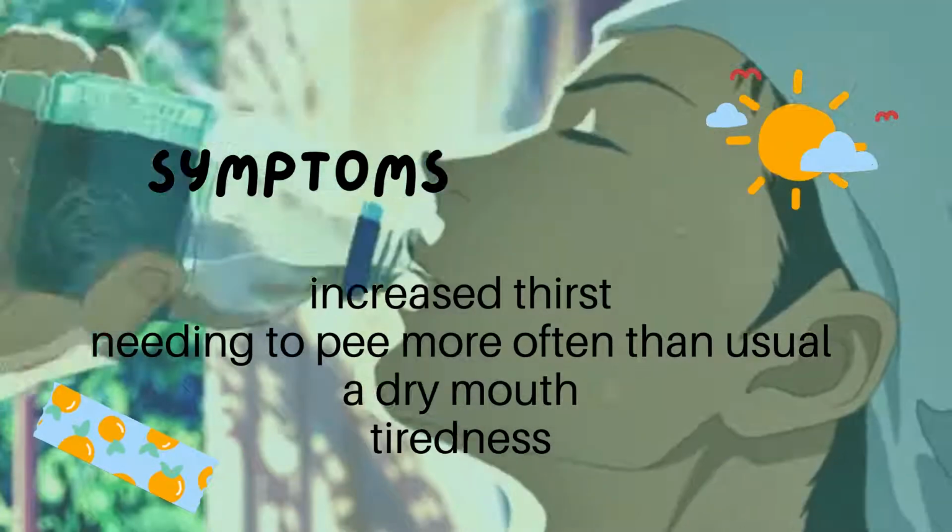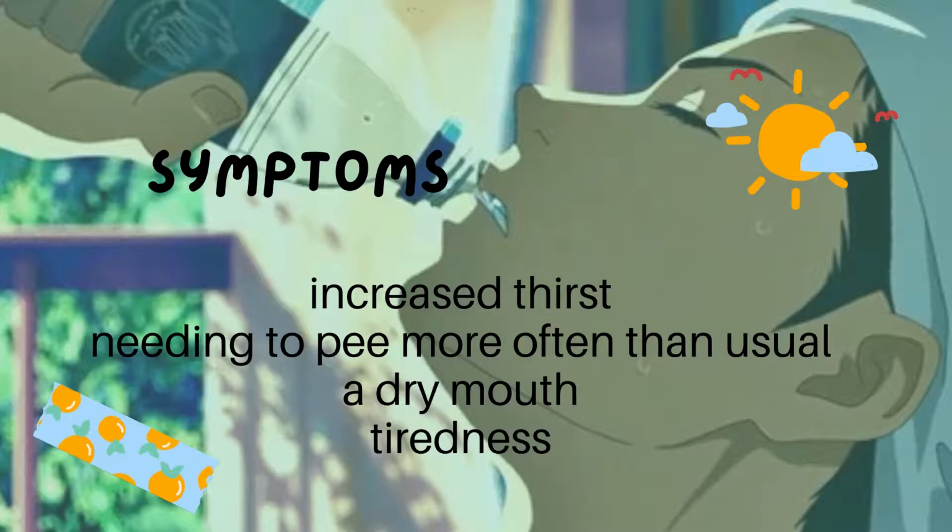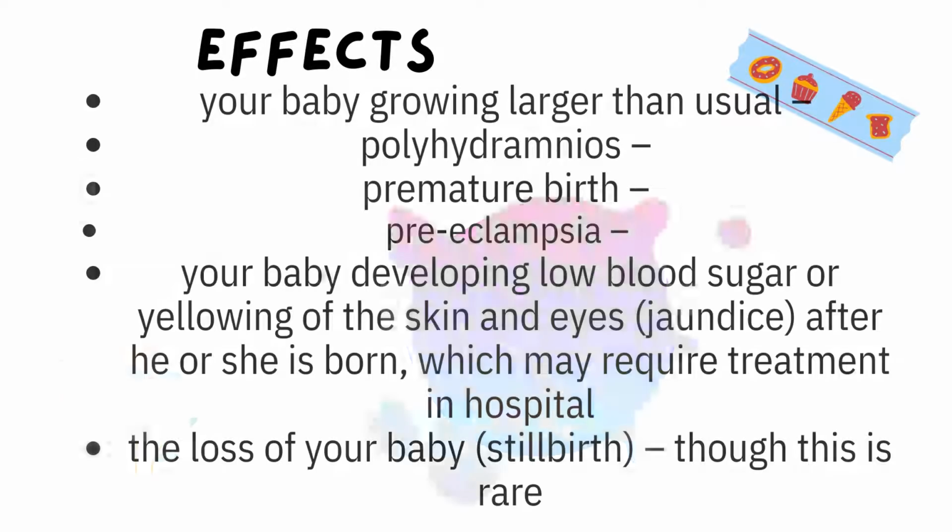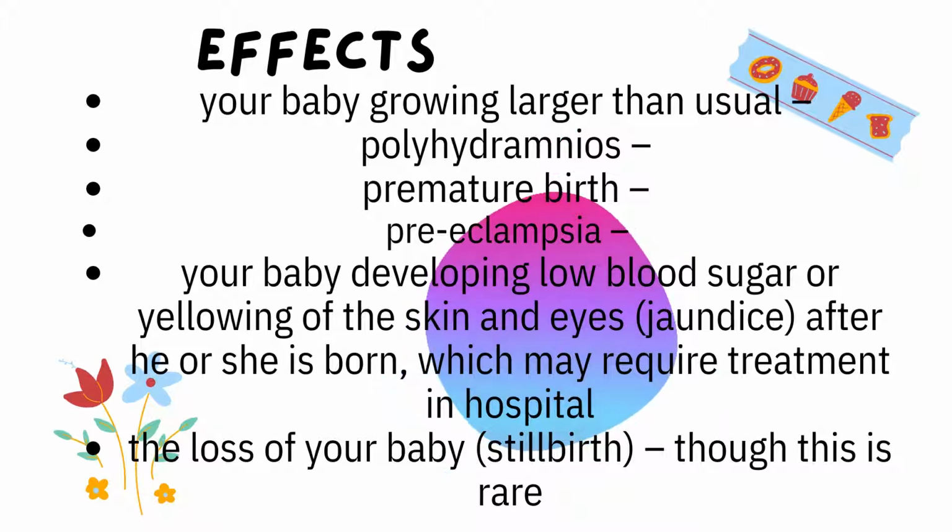What are the symptoms? Increased thirst, needing to pee more often than usual, a dry mouth, and tiredness. Effects: most women with gestational diabetes have otherwise normal pregnancies with healthy babies. However, gestational diabetes can cause problems such as: 1.